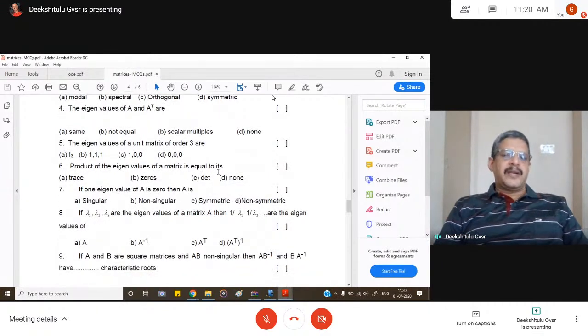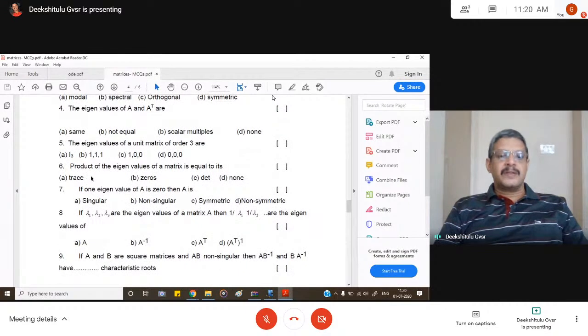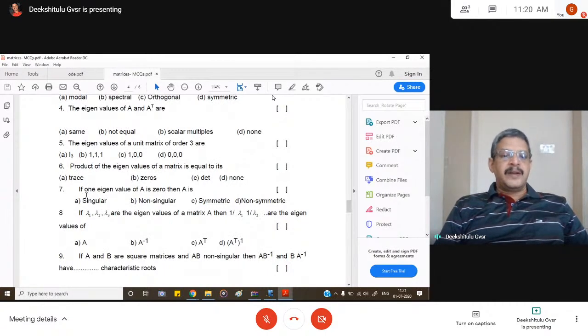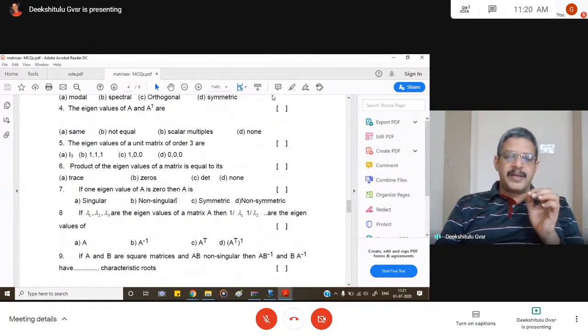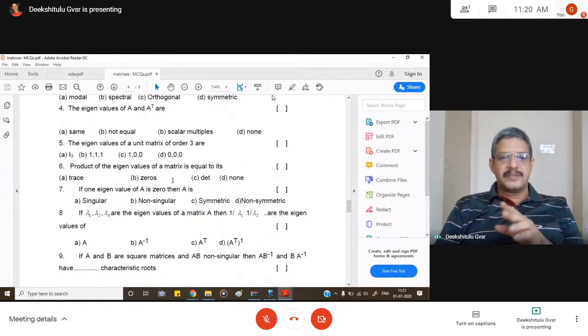The product of the eigenvalues of a matrix is equal to the determinant of the matrix. If one eigenvalue of A is 0, then A is, yesterday we have discussed this point, in fact some time back. If one eigenvalue of A is 0, then what happens to A? See, the property is, if lambda is an eigenvalue of A, then 1 by lambda is an eigenvalue of A inverse. But if lambda is 0, what happens to 1 by lambda? It goes to infinity. First thing.